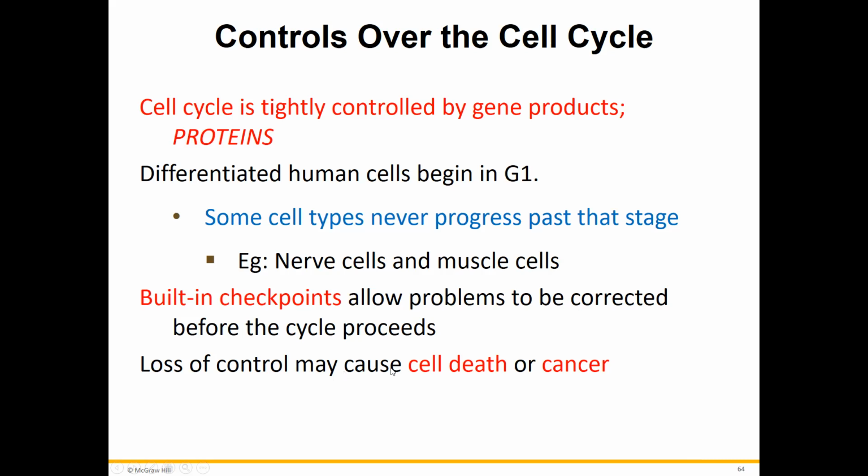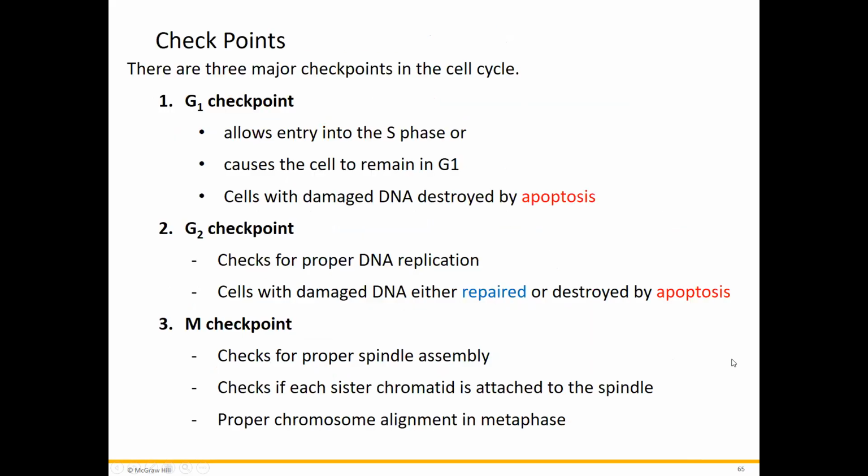Now, there is loss of control. When that does happen, it's either going to result in cell death or cancer. So let's look at these checkpoints for a second. There's three major checkpoints. So G1, that's the one that controls whether or not the cell is going to progress into S phase, or it causes the cell to just stay where it's at. Then there are cells that could possibly be evaluated and have damaged DNA. And so apoptosis is going to be allowed to go forward and they'll destroy that cell.